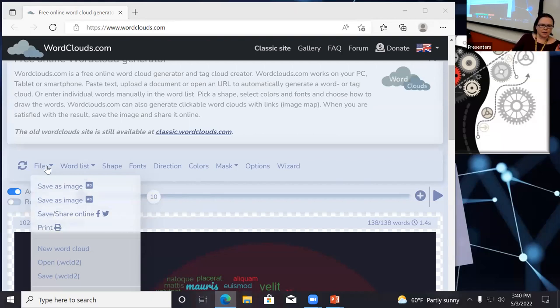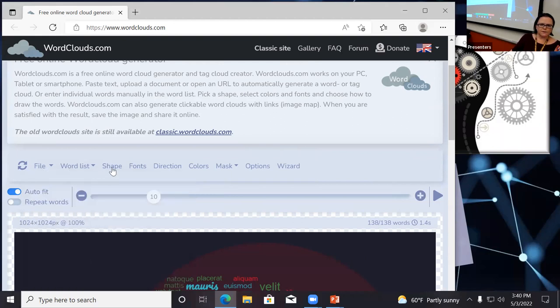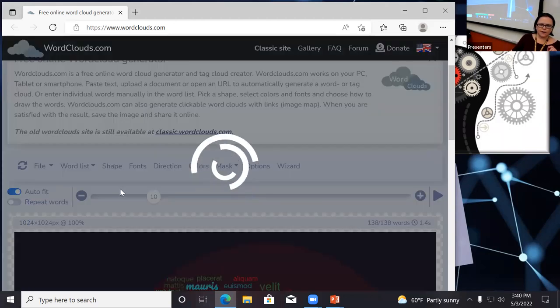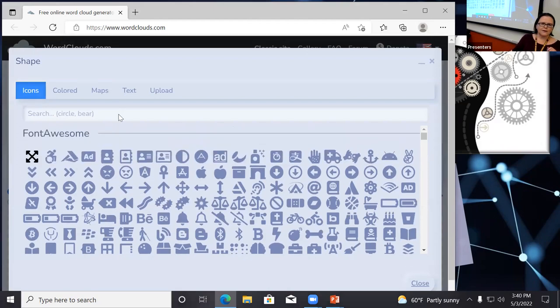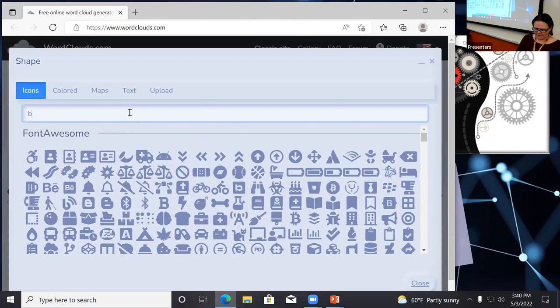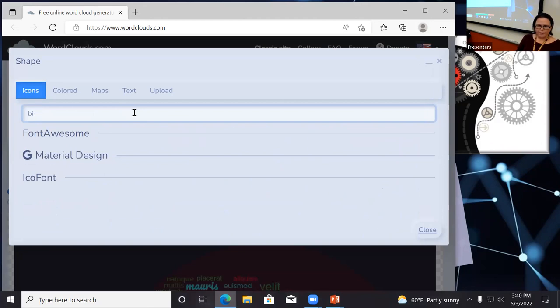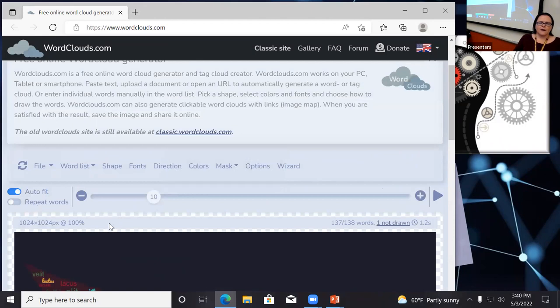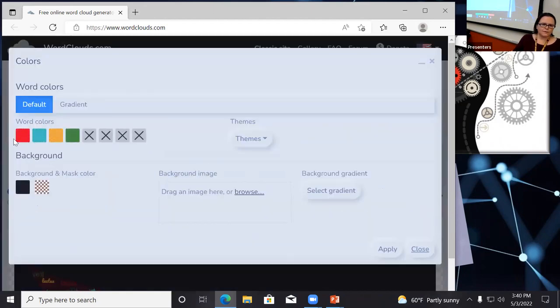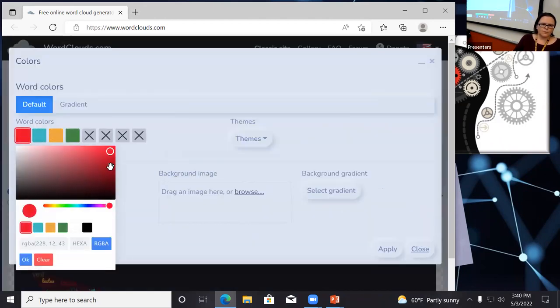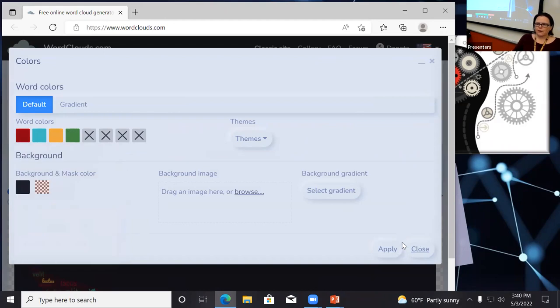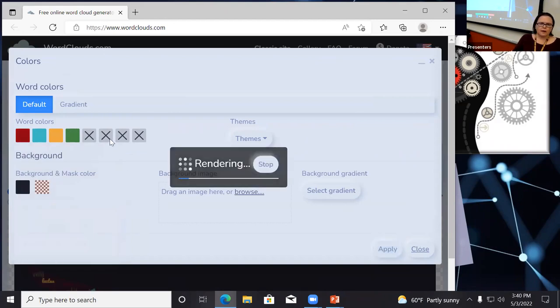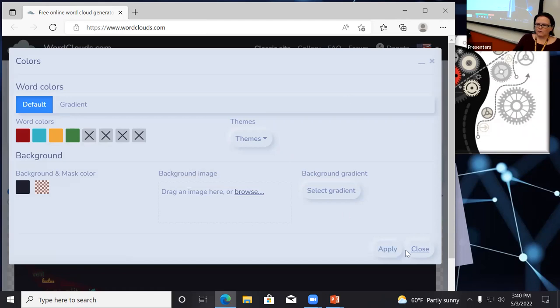So we have the word list. But first, I want to make a shape because I found out that I can make a seagull. Well, a bird, and I'm going to pretend it's a seagull. We're going to pretend that's a seagull, right? And I can make colors. Ooh, that's actually pretty good. How about that? Okay. Now that was very important stuff.